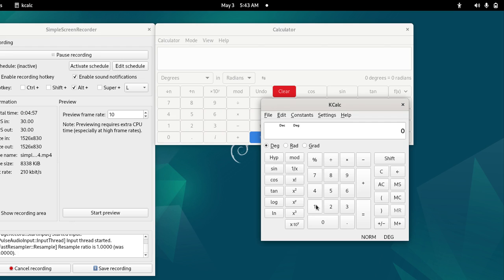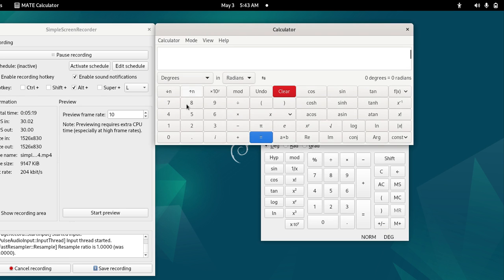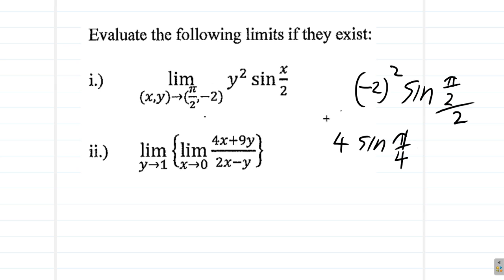Clear the calculator. 2, where's the square root? This calculator has its advantages and disadvantages. I don't find the square root directly in front of me here. Alright, let's use this one for that. So 1 divided by the square root of 2 equal 0.707. You see, same thing.